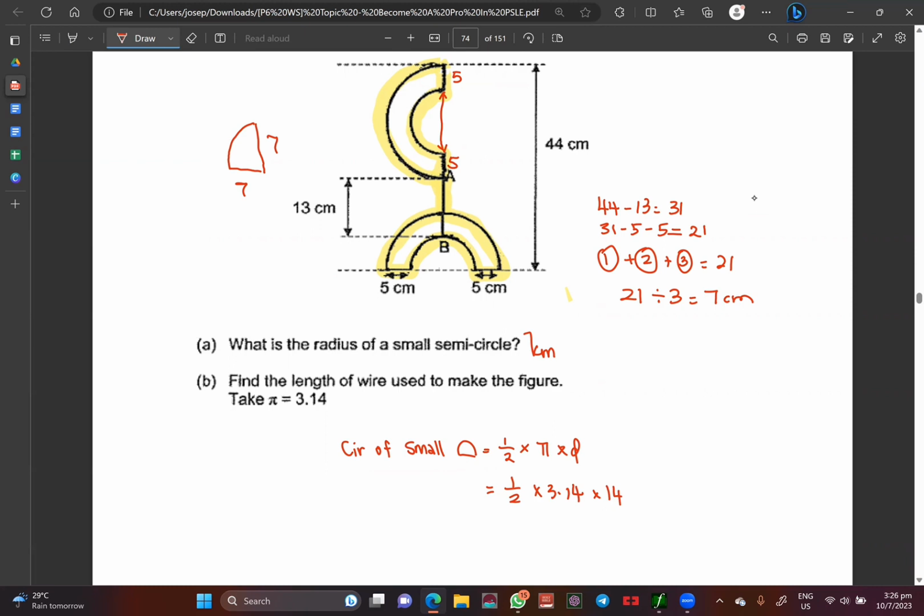Okay, 2 times 14. Wait, let me just stop first, okay? This becomes 21.98. So where exactly is this 21.98? Follow my cursor, follow my cursor. Follow. This is 21.98. Can you all see that? All right, that means this is also 21.98.